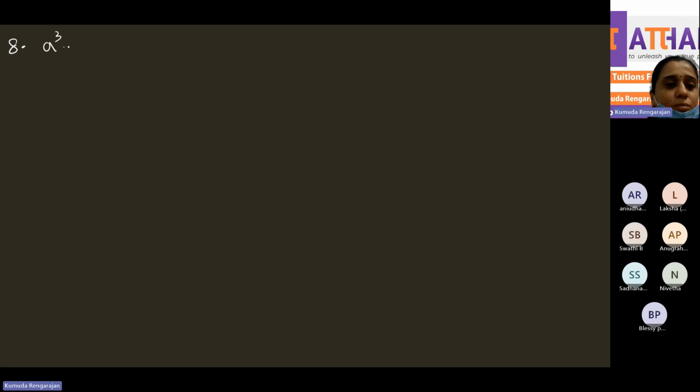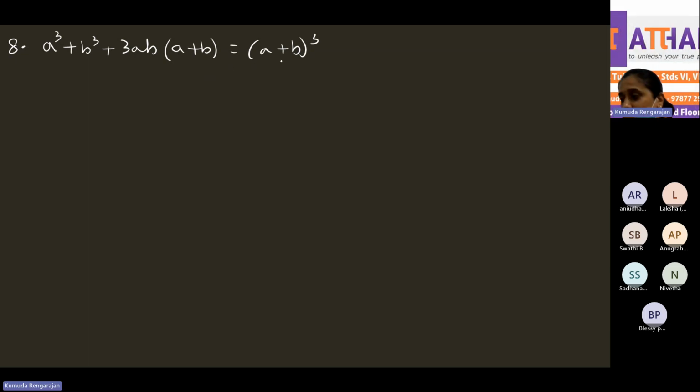We know that a cubed plus b cubed plus 3ab into a plus b is a plus b the whole cube. A cube plus b cube plus 3ab into a plus b is equal to a plus b the whole cube. We know that, right? Okay, so we know now transpose.